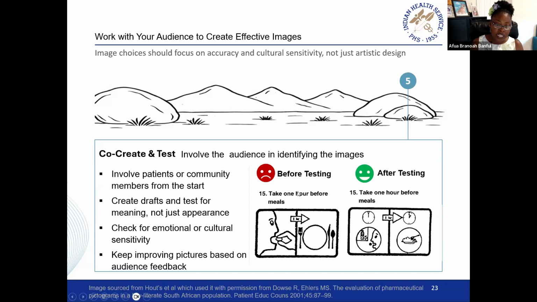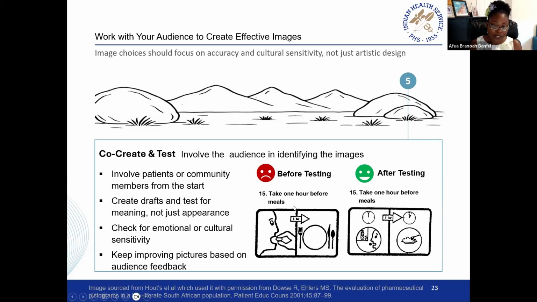These pictures here came from the paper again that I've been referring to. They used it with permission from another paper. But the setting was they were building images to use in guiding medication, when people should take medication, in a low literate population that happened to be in South Africa, right? Look at the images and it doesn't seem very different, but the research found that there was a significant difference when they used the locally tested image versus the image that came up before testing.